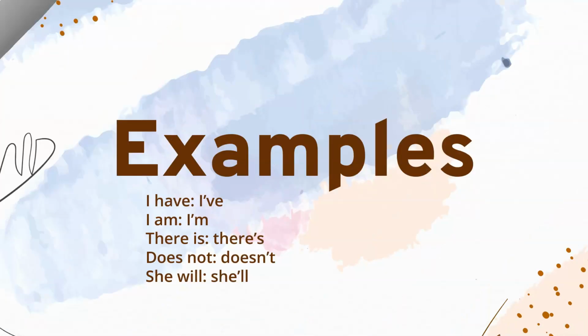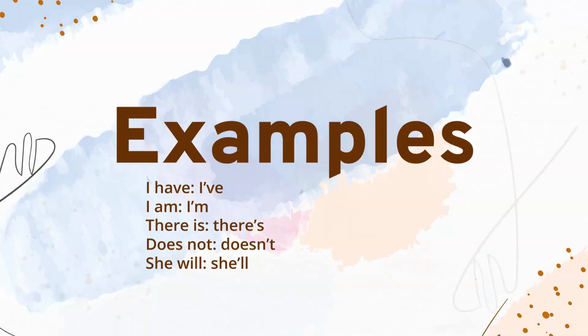Often we use it for contractions. Like if we say I have, and we write it in this way, I've, I'm, there's, doesn't, and shan't. Here you can see that we have used apostrophe. We have omitted some of the letters and we have used apostrophe in place of it.